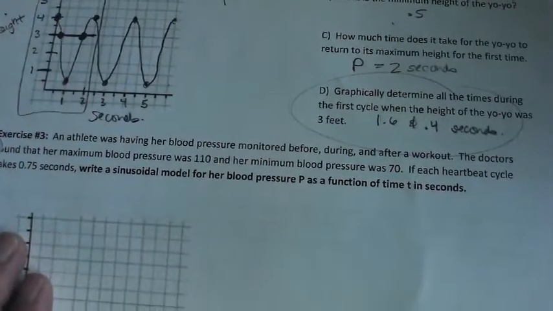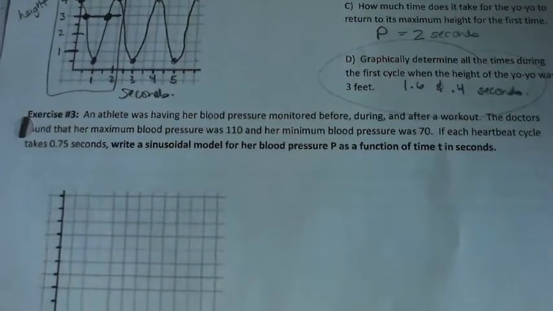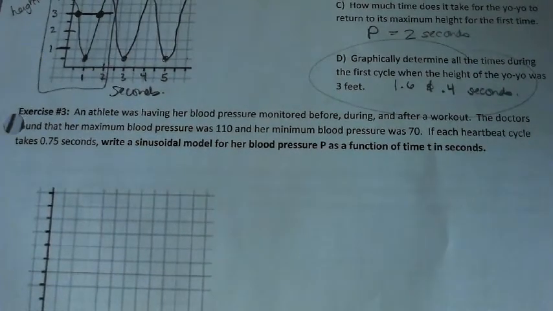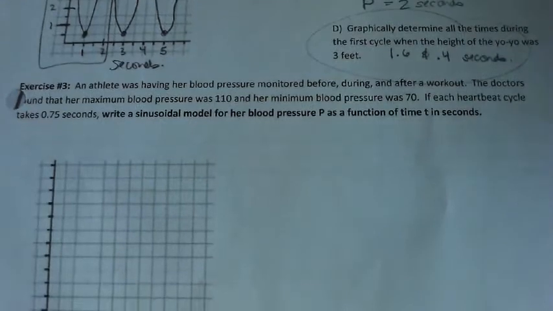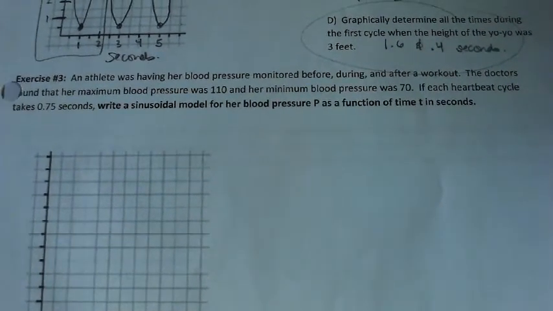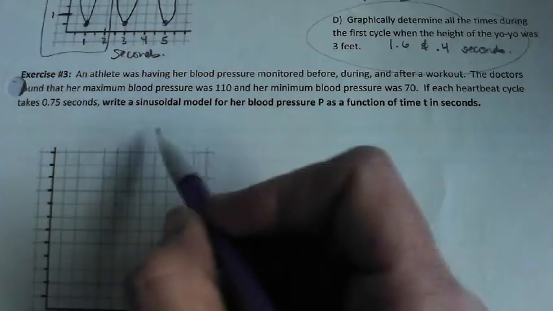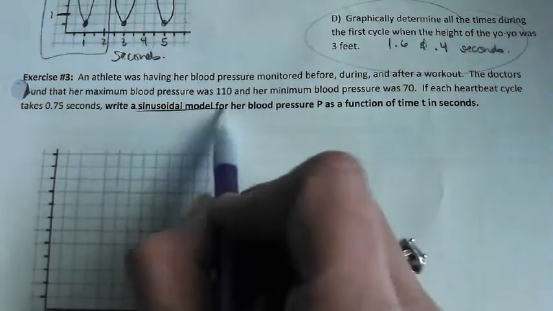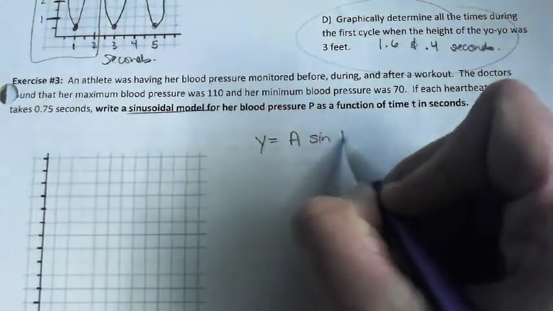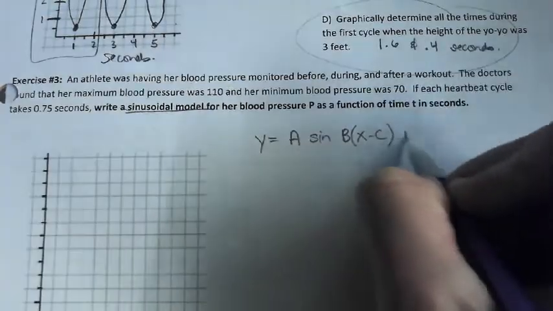Okay? Exercise 3 here. An athlete was having her blood pressure monitored before, during, and after a workout. The doctors found that her maximum blood pressure was 110. Her minimum was 70. If each heartbeat cycle takes 0.75 seconds, write a sine model. Get your function there. A sine B, x minus C plus D.